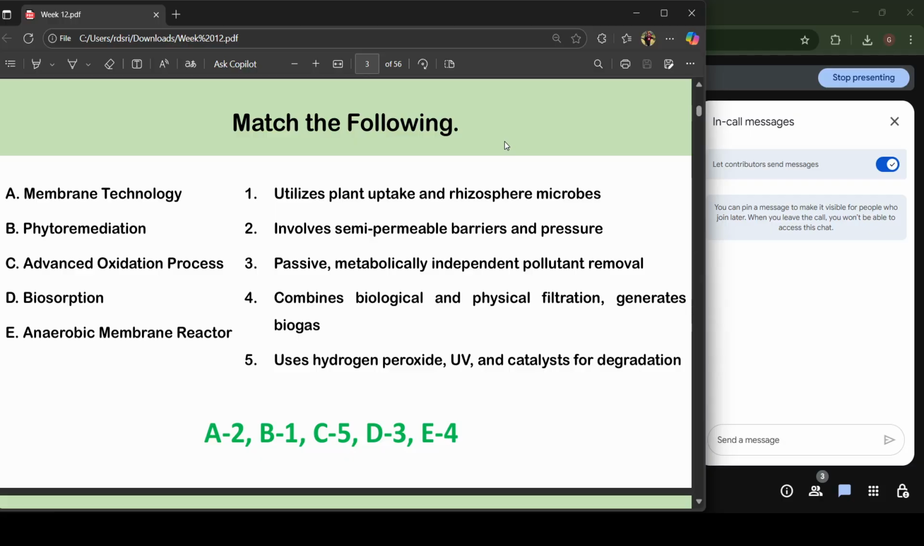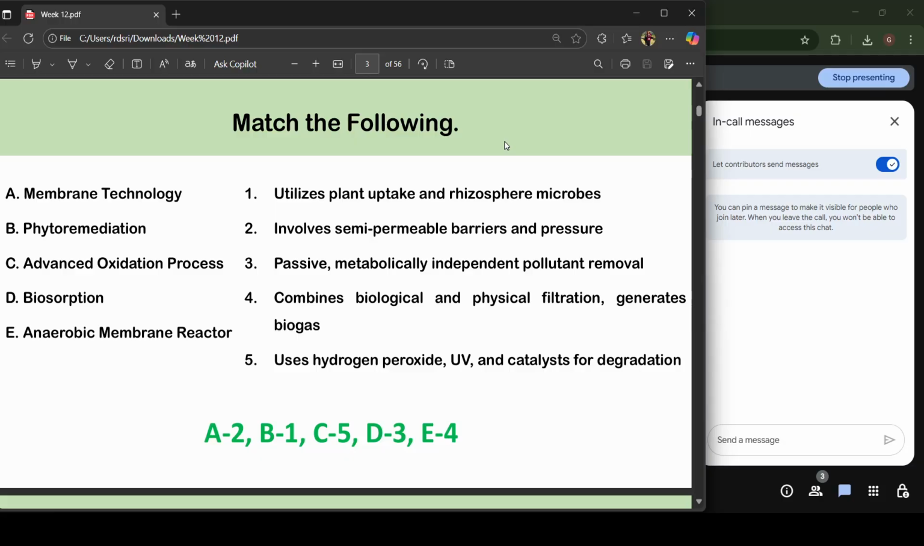Since the interaction is between the root of the plant and the contaminated site, we call it rhizosphere interaction, and the microorganisms present in it are called rhizosphere microbes. Rhizo refers to roots, and rhizosphere microbes are the organisms present in the root of the plant. Membrane technology is also a physico-chemical process, while phytoremediation is a biological process.